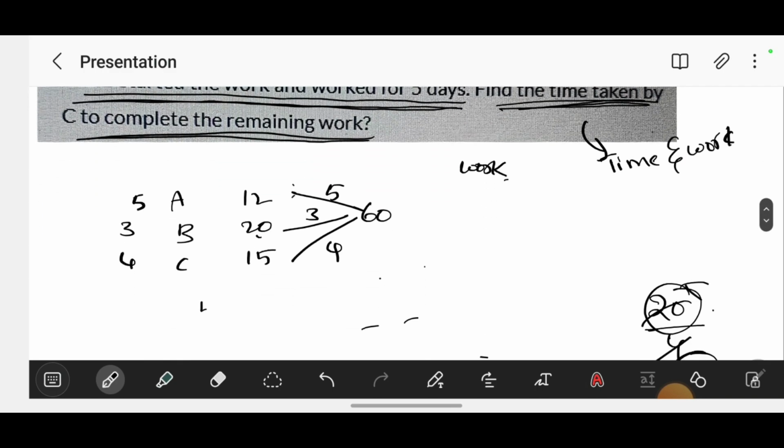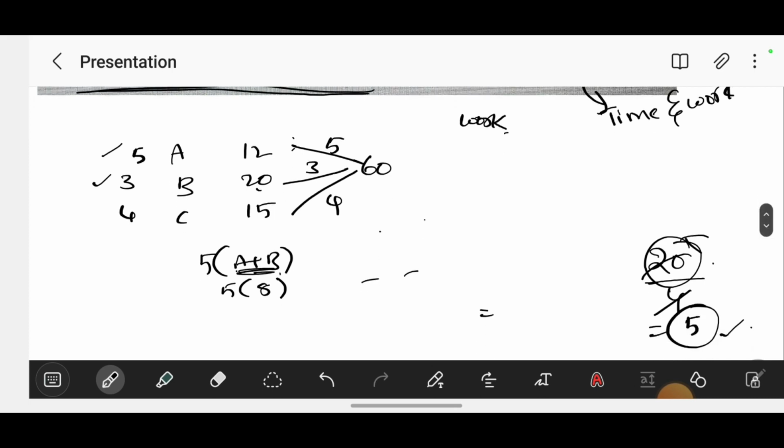And he is saying A and B started the work and worked for 5 days. That means for 5 days A and B together worked. A and B means 5 units and 3 units, so a total of 8 units per day. A and B together complete 8 units in a day. So 5 8s are 40, and the remaining is 20.